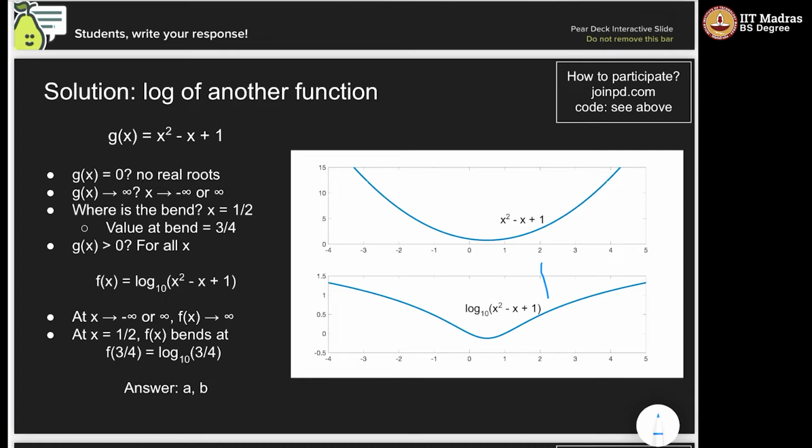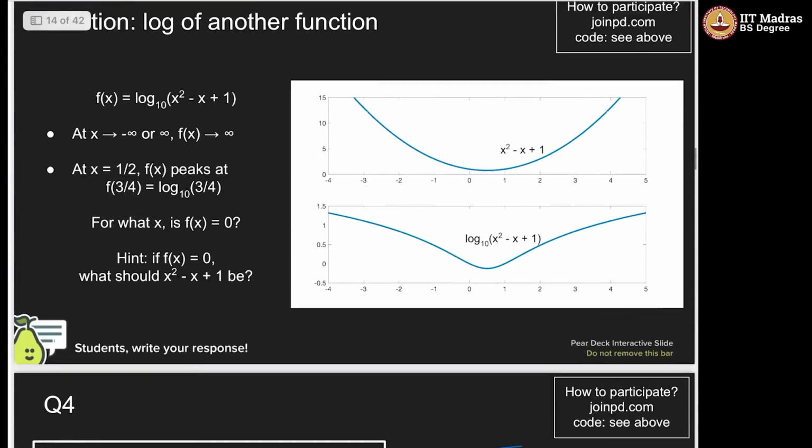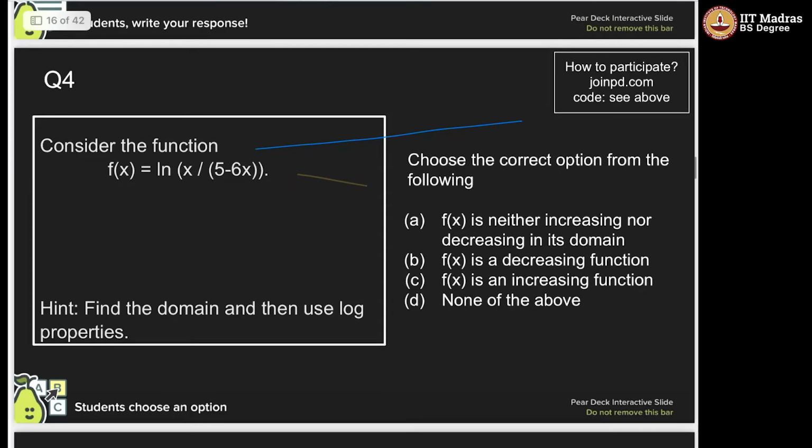So these are the graphs, you can check it once, and yeah, options A and B are the correct answers. Okay, let's move to the fourth question. Again we have a function given, and we have to choose the correct answer. We have to comment on whether f is increasing or decreasing.